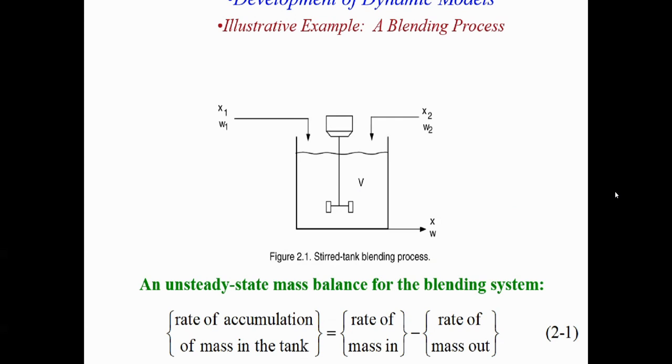Now we look into some illustrative examples of developing dynamic models. So we look back at our blending process and how we model it. Remember our third tank blending process that we discussed last week and which I reviewed with you earlier. We have liquid coming in with different concentrations, X1 and W1, mixed with another fluid component, X2 and W2, inside the blending tank. And from there we have the output X and W.